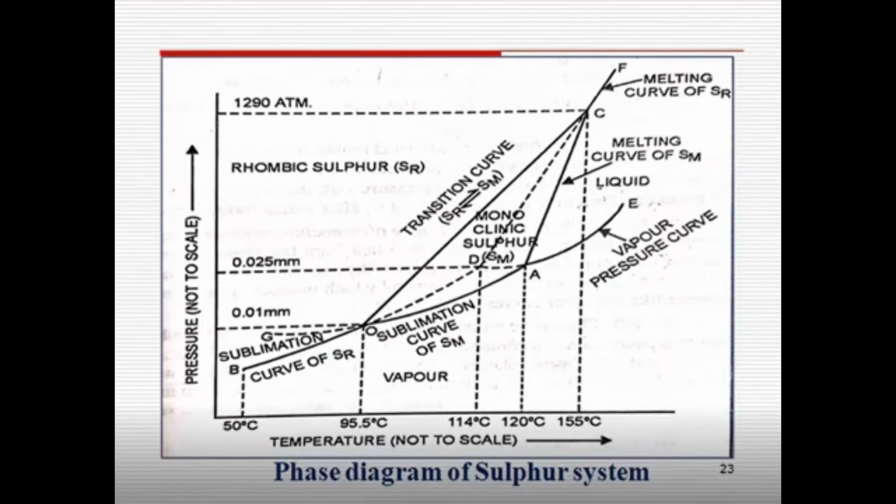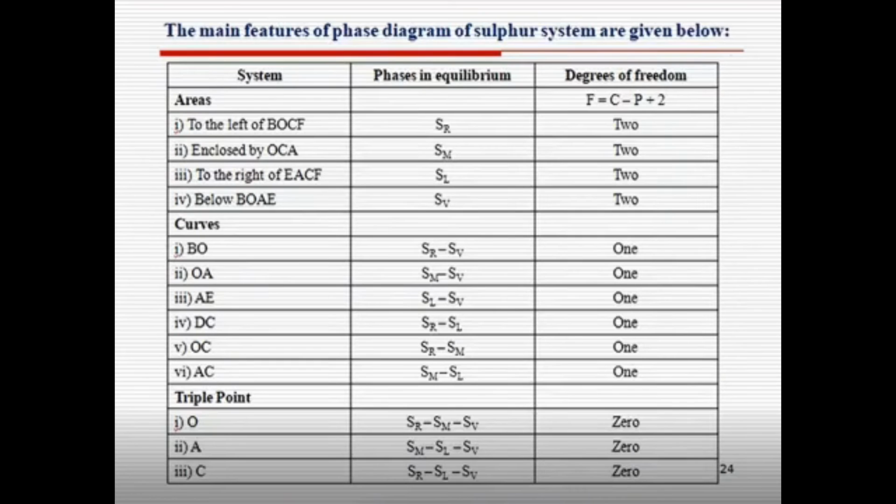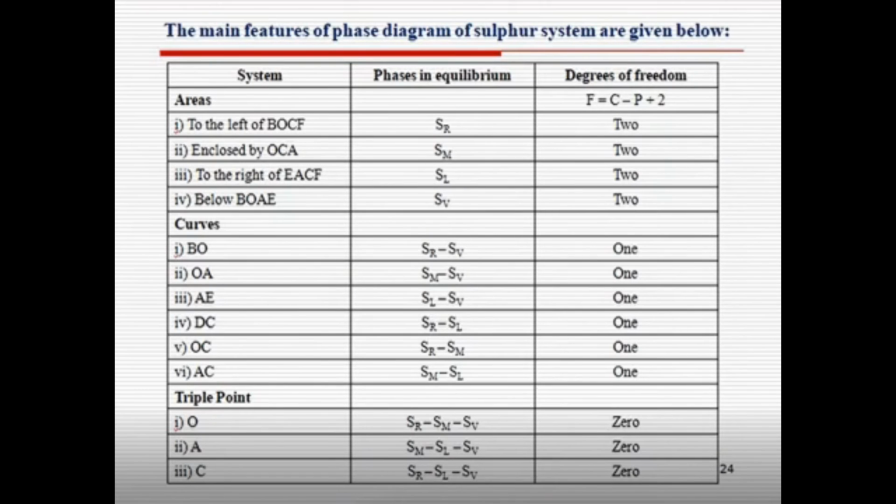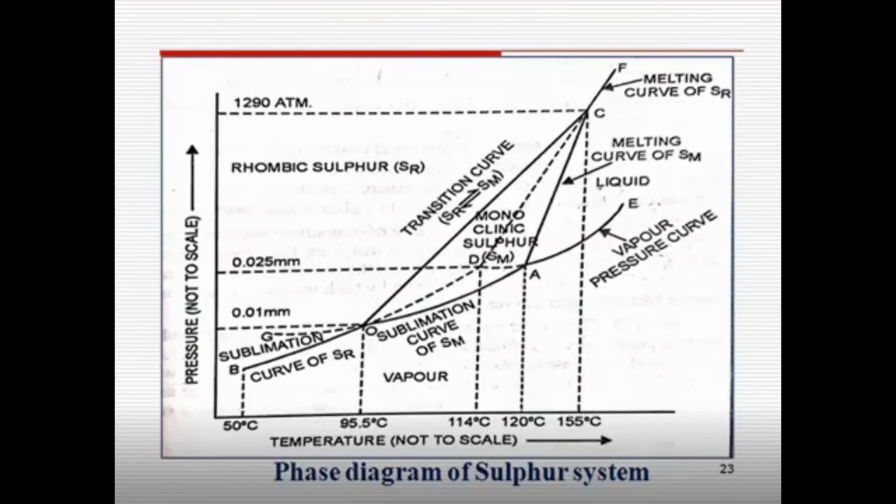Look at the curve BO. There is equilibrium between vapor phase and rhombic sulfur, so it is a sublimation curve of rhombic sulfur. And 2 phases are in equilibrium, so we can calculate the number of degrees of freedom. We will get 1 degree of freedom. Similarly, curve OA gives equilibrium between vapor phase and monoclinic sulfur, so it is a sublimation curve of monoclinic sulfur. It is also a univariant system.